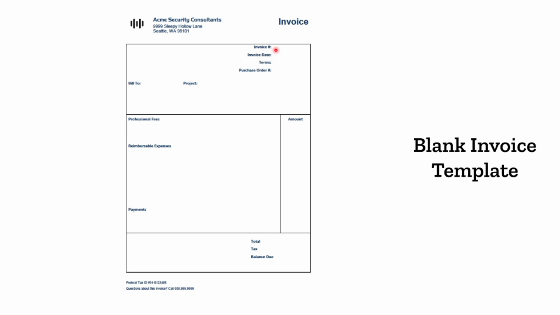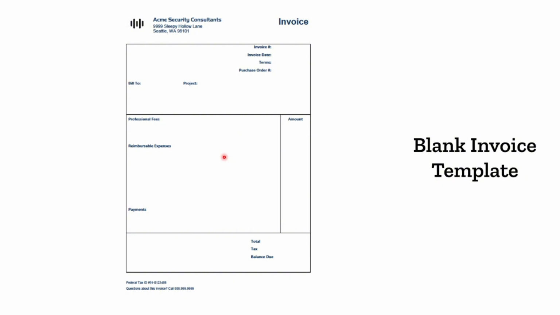These would include the invoice number, the invoice date, the invoice terms, purchase order number, the client billing address, project name, and a place to enter the services provided and the fees that you're charging, as well as a place to itemize any reimbursable expenses that were incurred on behalf of the project.